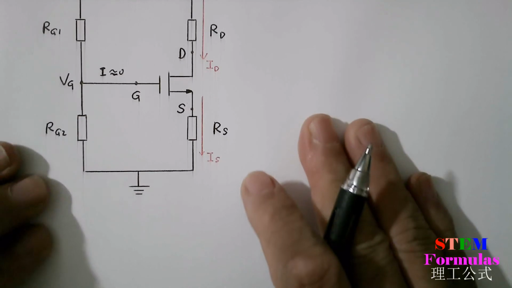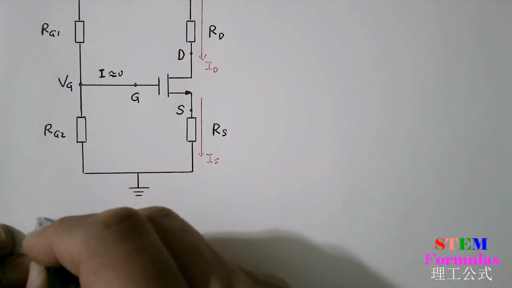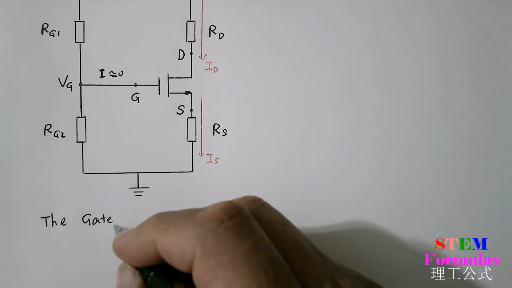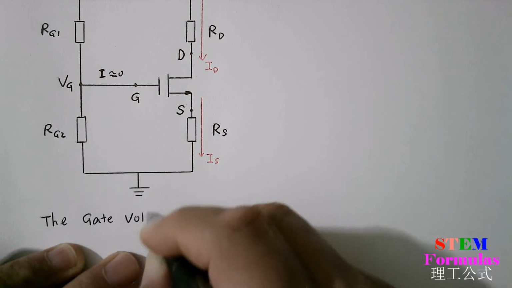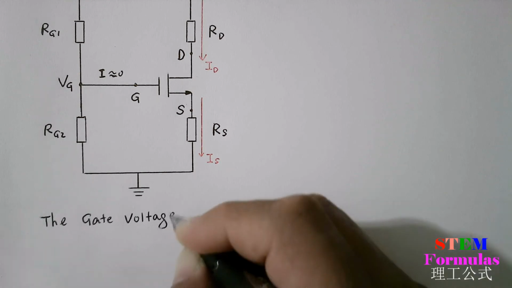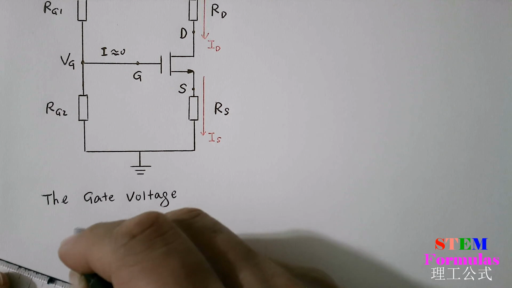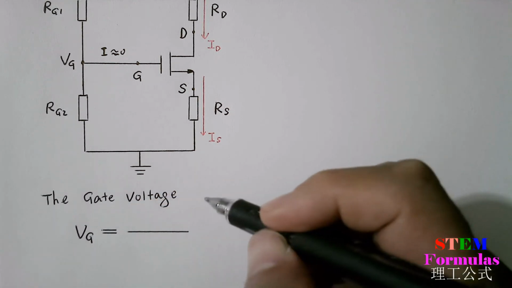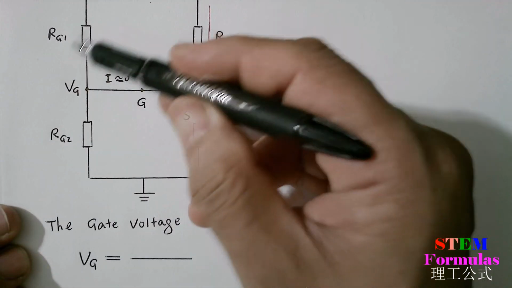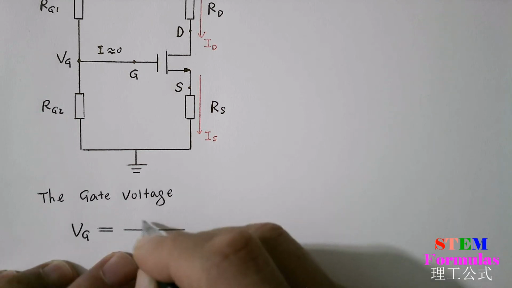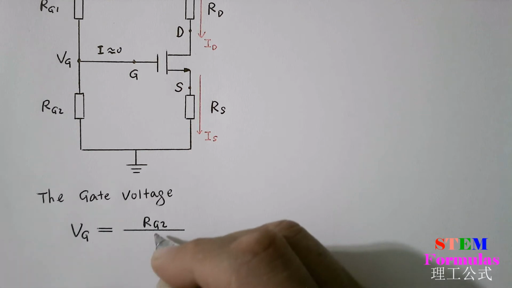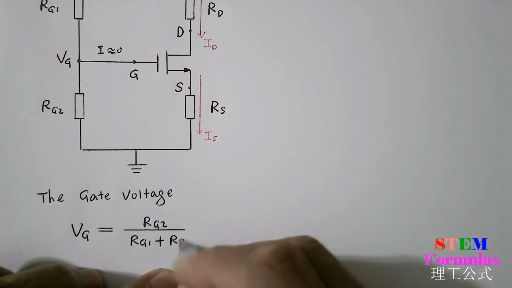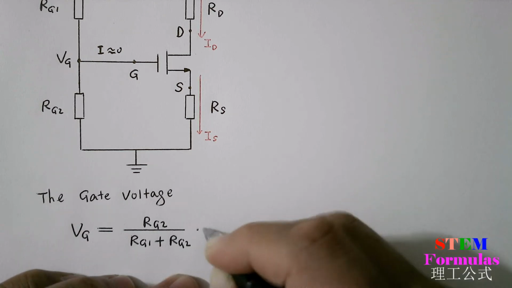Now, the gate voltage is VG. By the voltage divider formula, we have VG equal to RG2 divided by RG1 plus RG2 times VDD.